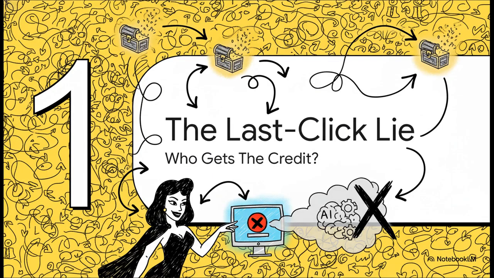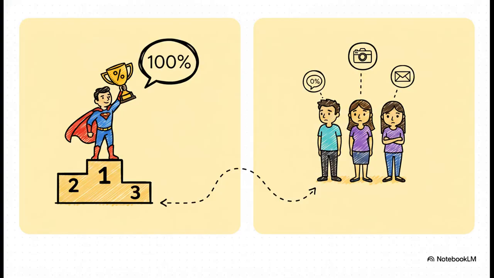The very first thing we need to wrap our heads around is the villain of our story. It's seductive, but it's a dangerously misleading model called last-click attribution. Last-click logic is just dead simple. Whatever the customer touched last, right before they bought something, gets 100% of the credit. So that Google search ad, it looks like the hero who swooped in and closed the deal.